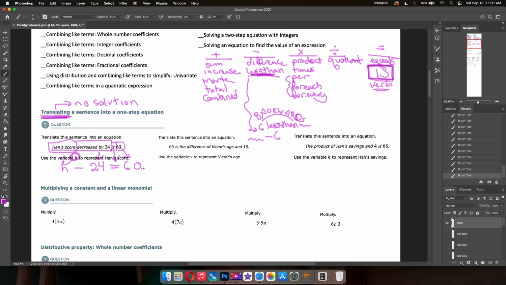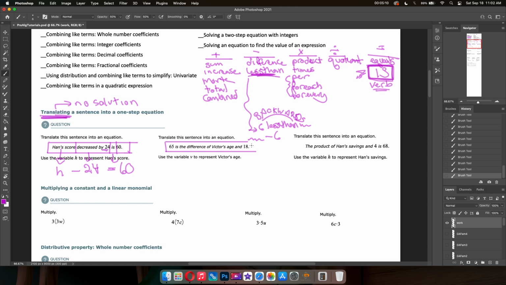So let's do that actually a little bit slower now that I'm paying attention to this. Let me erase all of this and actually make a decent box this time, Ms. Dubois. There we go. And then split, decreased by, split. Okay, so Hans' score, that's the unknown, that's the variable, so that's your H. Decreased is your subtraction. Decreased by what? 24, that's how you get the minus 24. Is, like we were talking about before, is your equal sign, and then 60.